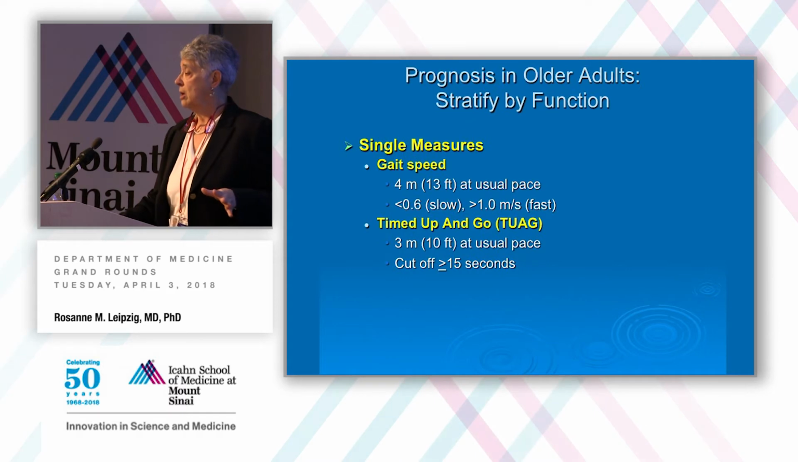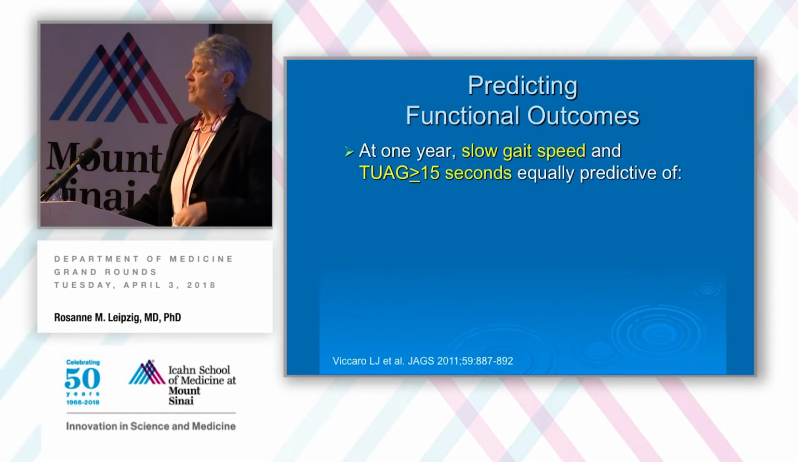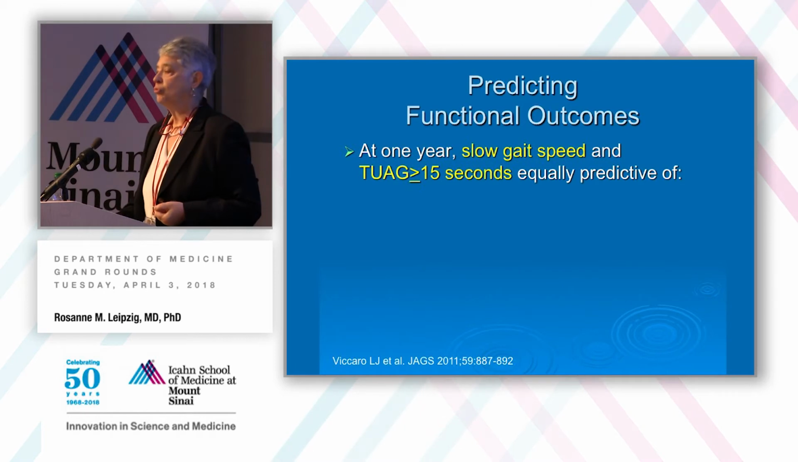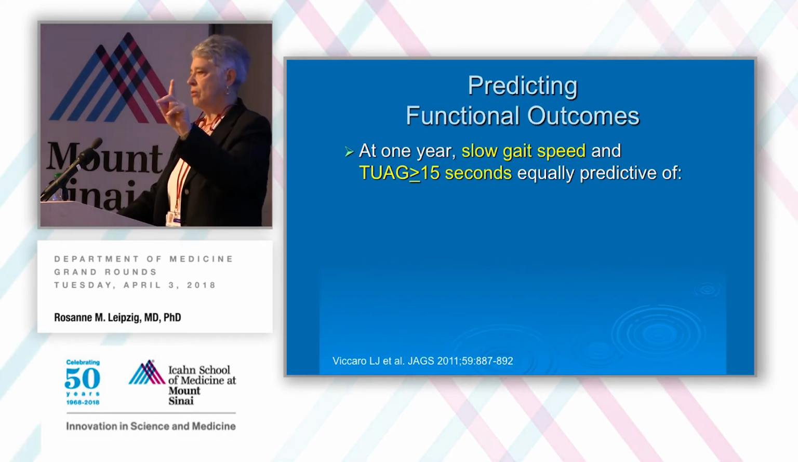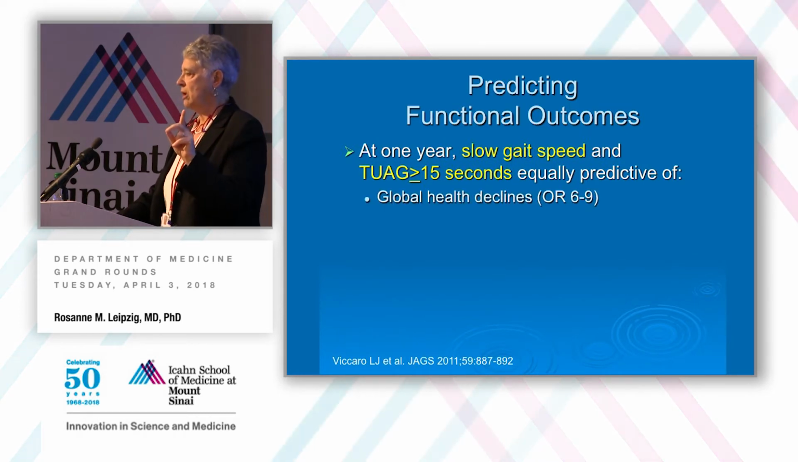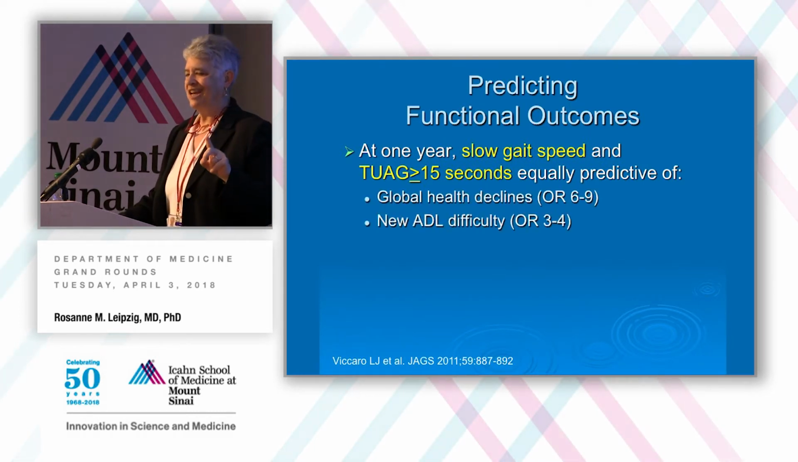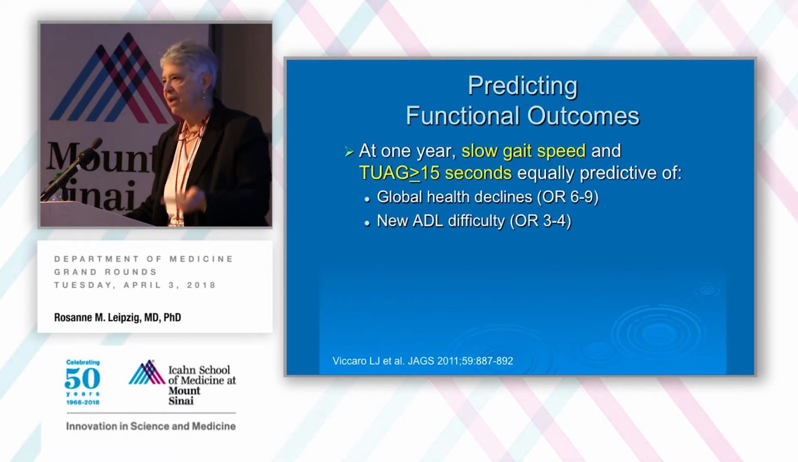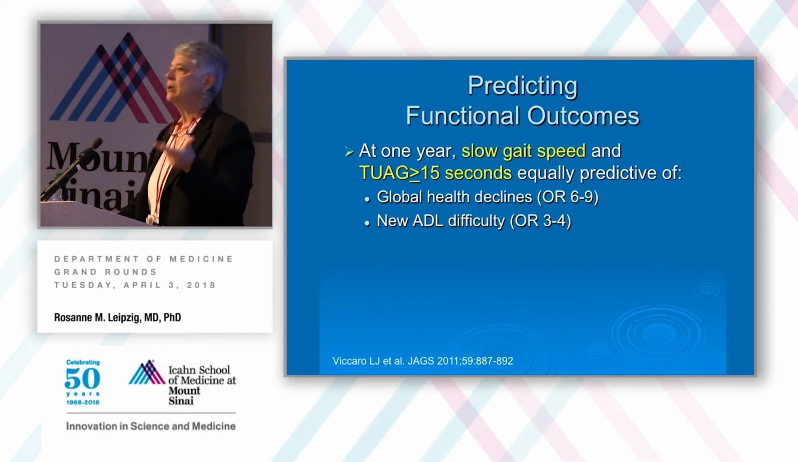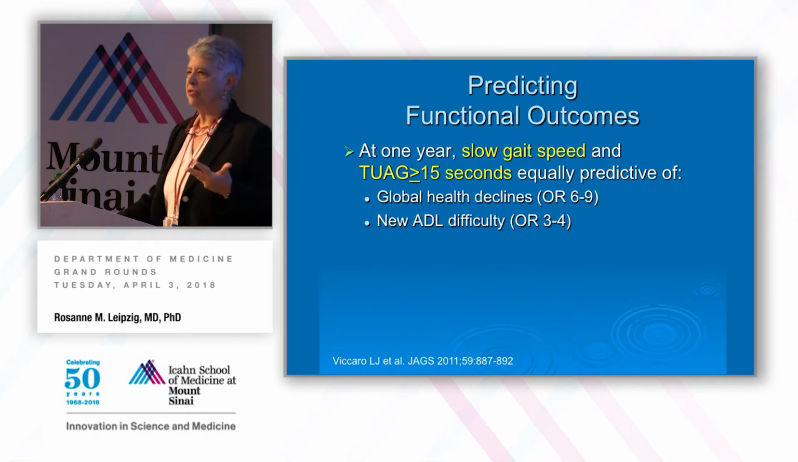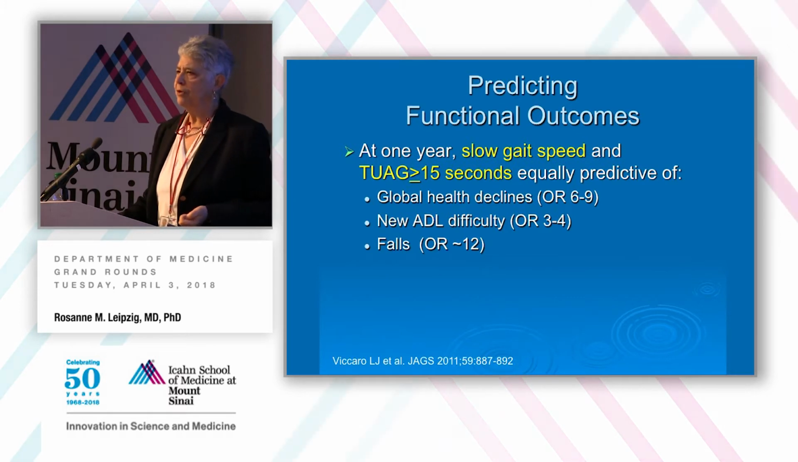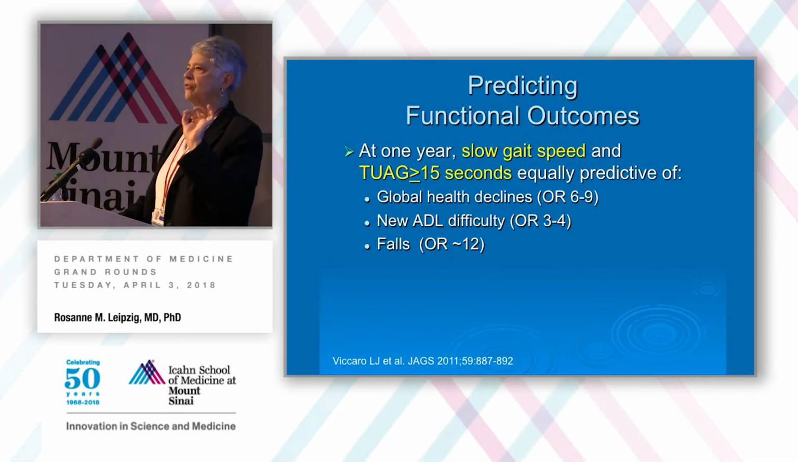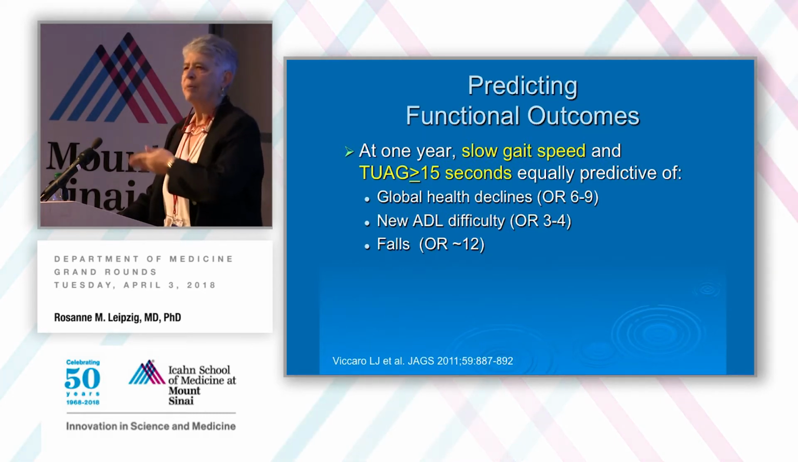So if they have a slow gait speed, less than 0.6 meters per second, or their timed up and go is 15 seconds or more, at 1 year, it predicts global health declines, a new difficulty in an ADL, we're talking about walking, bathing, toileting, transferring, important things that you need to be able to do, and an increase in falls. Okay, so that's a very simple predictive tool to help you realize who is more likely to have a rapid decline over the next year.